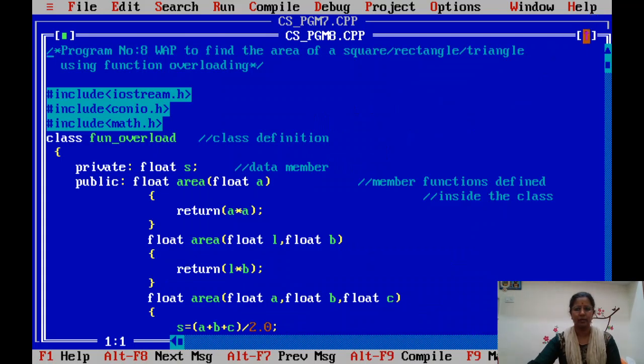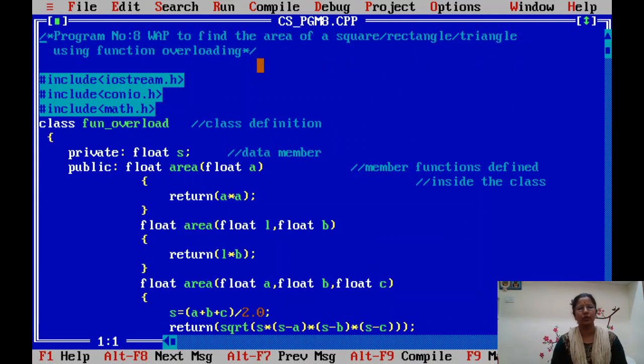So what is program number 8? It's function overloading. This is an important example. It will help you for both theory as well as practical. If you prepare this program completely, it will benefit you for both theory as well as practical. The program is: write a program to find the area of square, rectangle, triangle using function overloading.